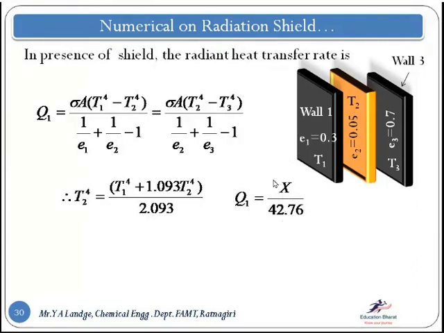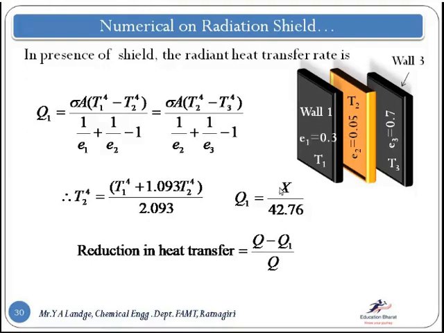Now what is X? It is the unknown value which is not mentioned, like the temperature and the area, which are not given. So we are not taking those values, and we call it X. Now we are interested in the percentage reduction of heat transfer. The percentage reduction is Q without shield minus Q1 with shield, upon Q without shield. Once you put in the values of Q1 and Q, you will get the reduction in heat transfer of about 91.2%.